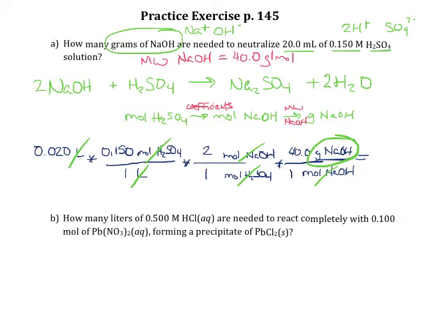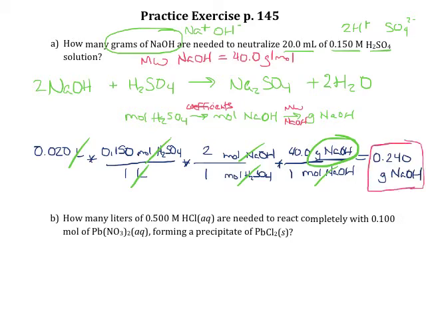Looking at our significant figures, the two numbers we started with have 3 significant figures, so our final answer will also have 3 significant figures, so that's going to be 0.240 grams of sodium hydroxide for our final answer.